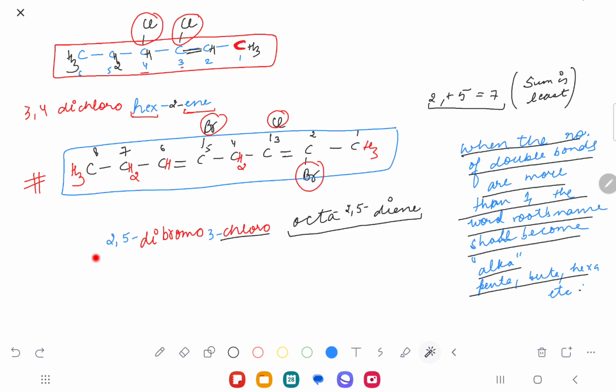Are you understanding? That's how the name shall be. Understood or not? Right?